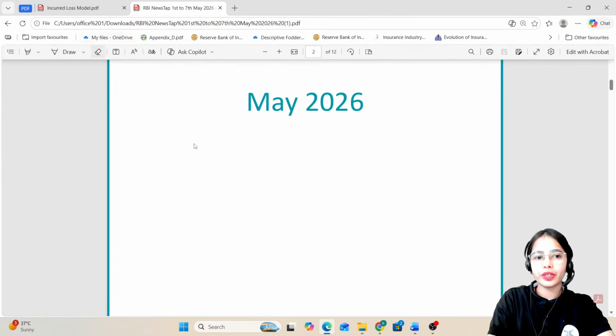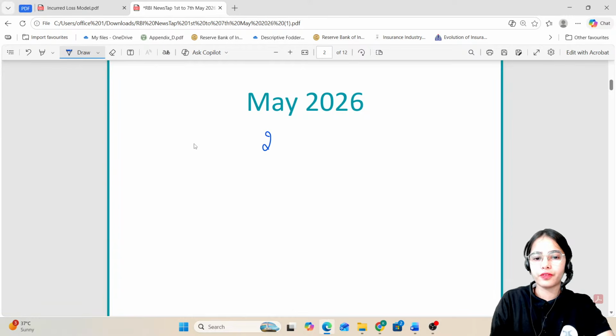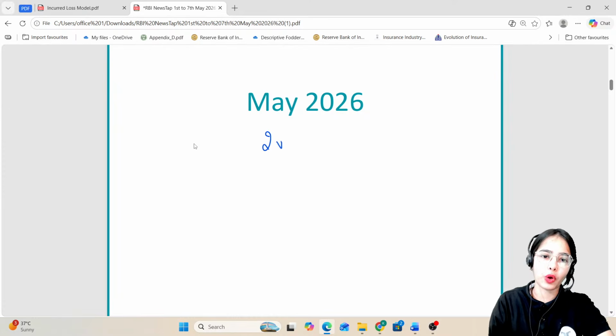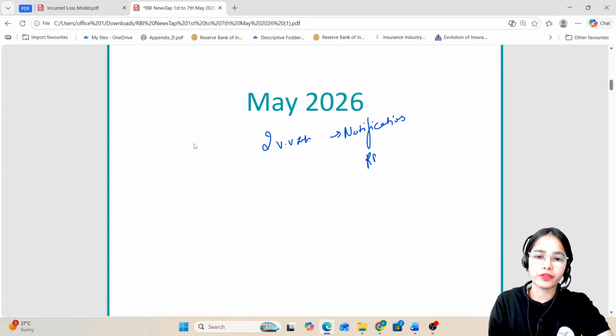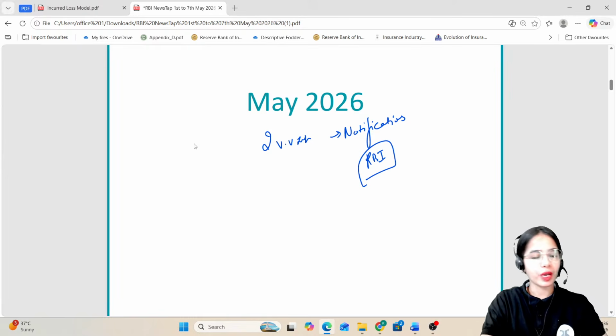So today we are going to discuss two articles, two very important notifications of the Reserve Bank of India. Both of these notifications are very important from the RBI Grade B perspective. First of all, I hope I'm clearly audible and the screen is visible to all of you.